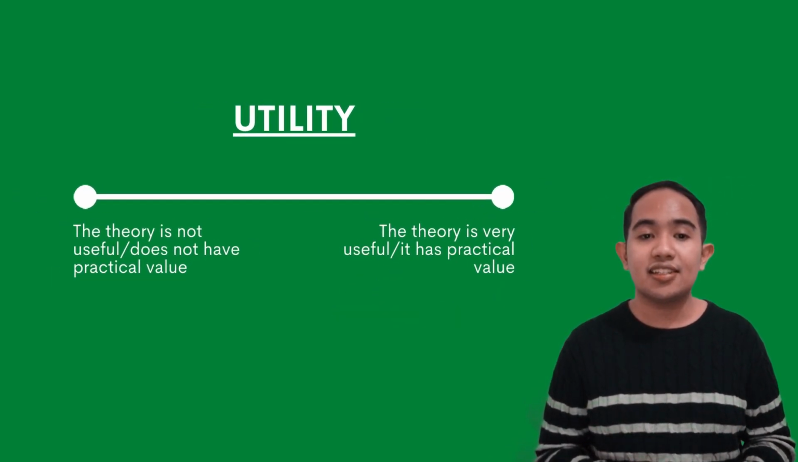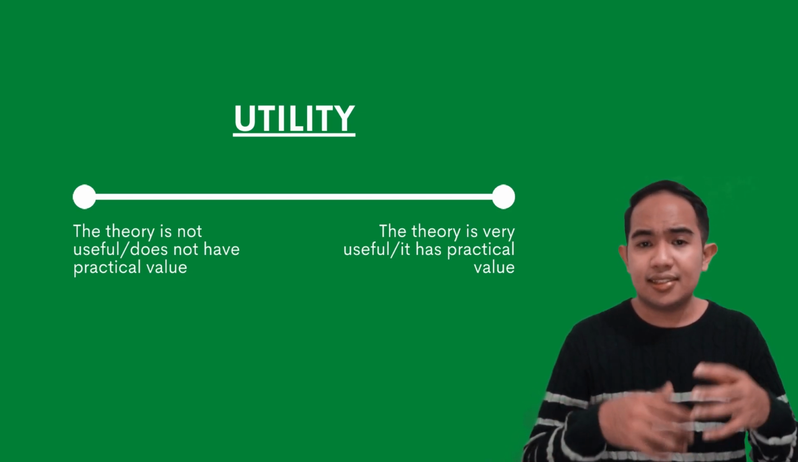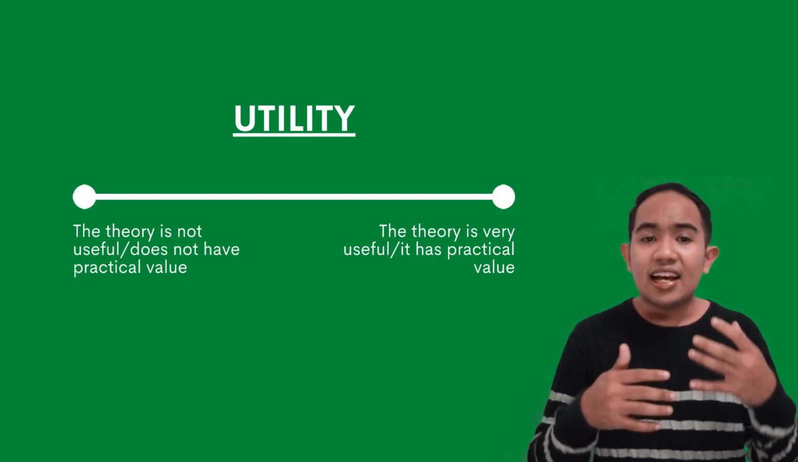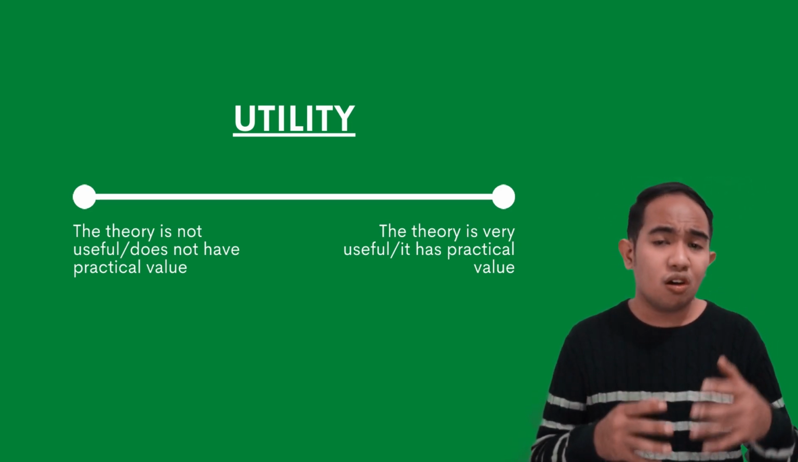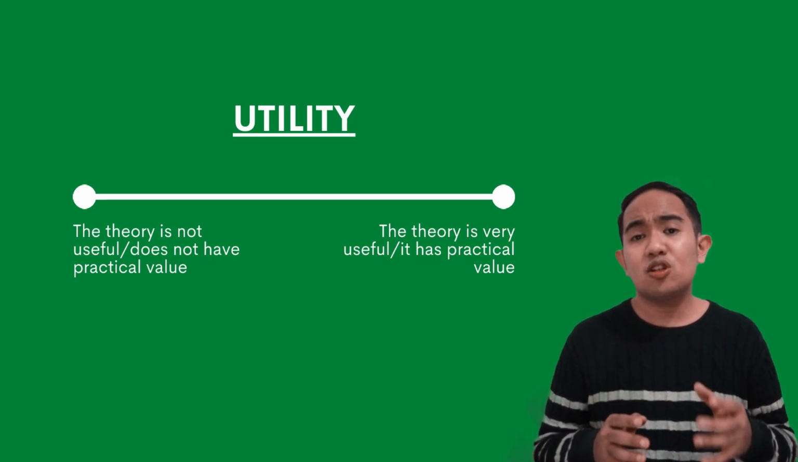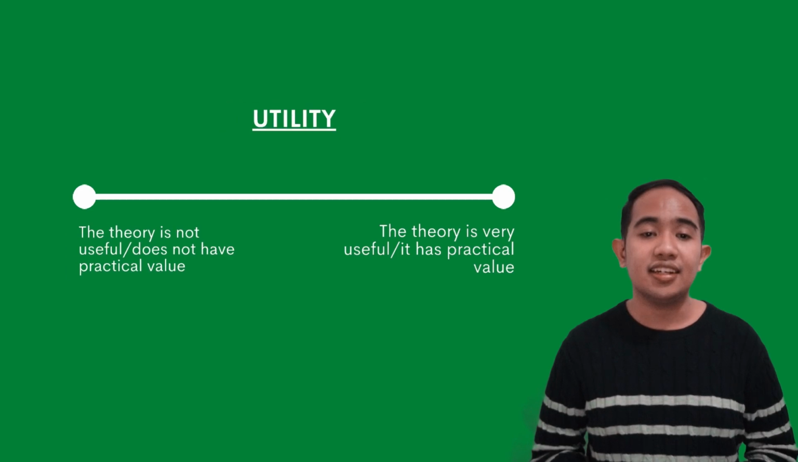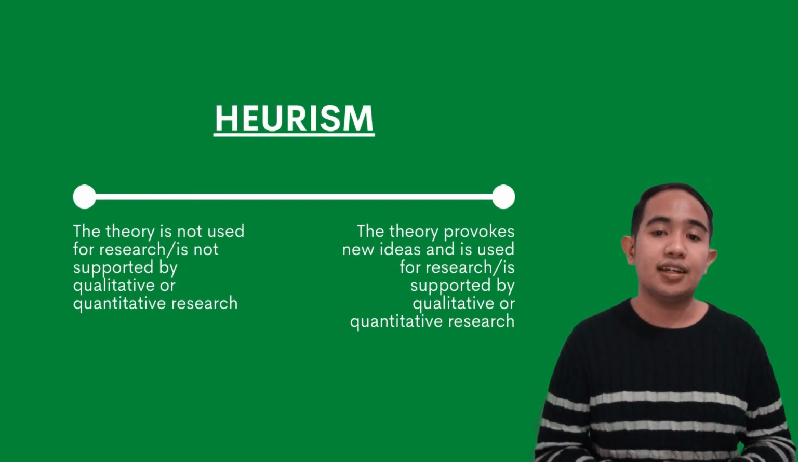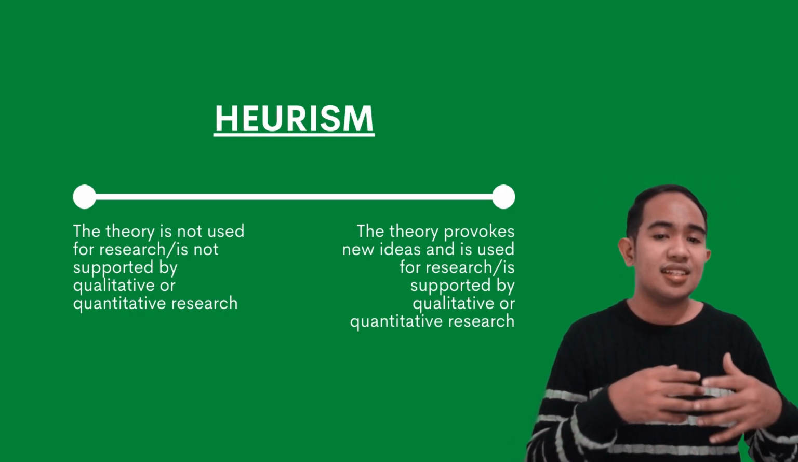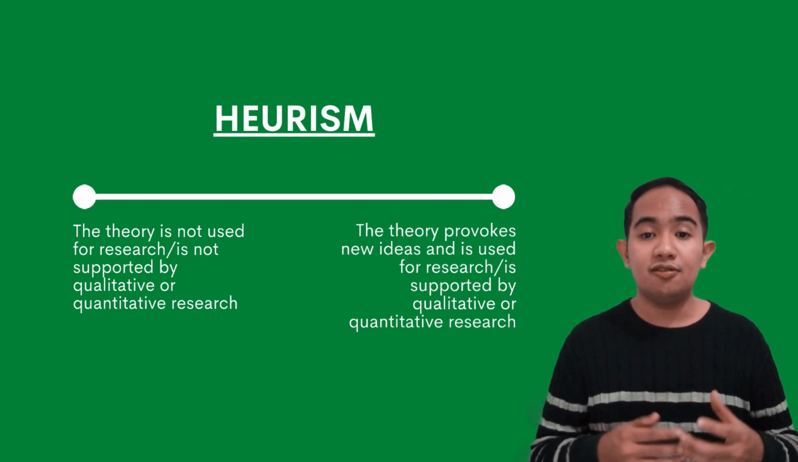Utility is the usefulness or practical value of the theory. We ask these questions. Is the theory practical? Can it help reform a society or community? Is it useful in our everyday lives? These questions help us determine if a theory has high utility. Heurism is the amount of research stimulated by the theory. A heuristic theory means that it is used by other theories or is supported by qualitative or quantitative research.